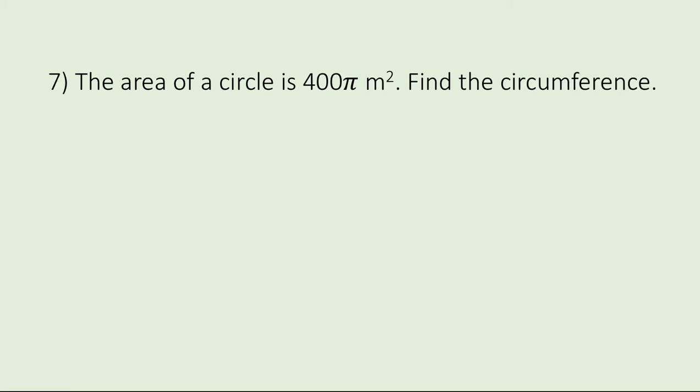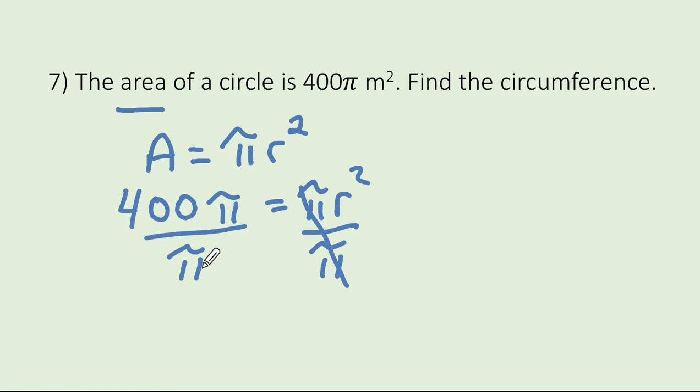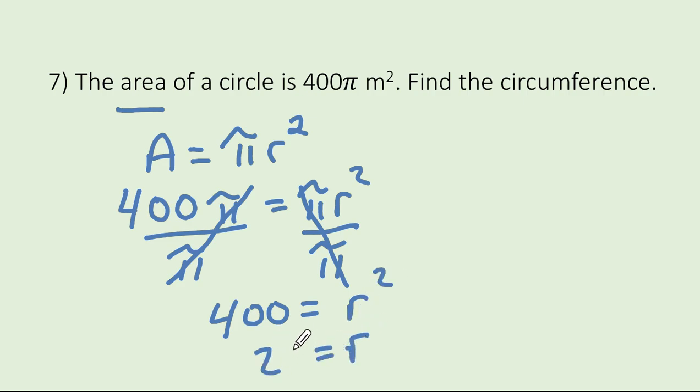Problem 7. The area of a circle is 400 pi meters squared. Find the circumference. Okay, so we're asking to find the circumference from the area, which means we have to start at the area formula. But the only thing the area formula is going to tell me is what the radius is, if I know the area. Okay, so we would then go from there to go find the circumference. So you have to do two formulas. Divide both sides by pi, just like the previous problem. 400 equals r squared. Take the square root of both sides. R would be equal to 20.